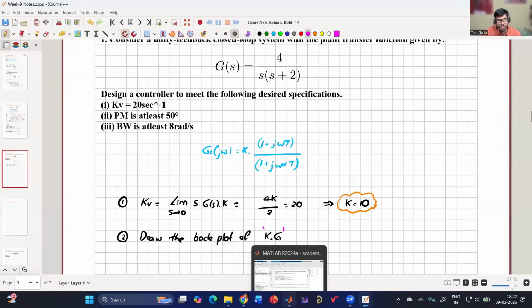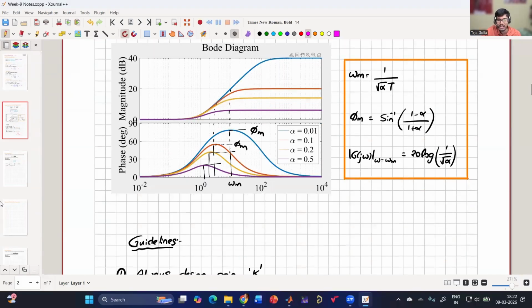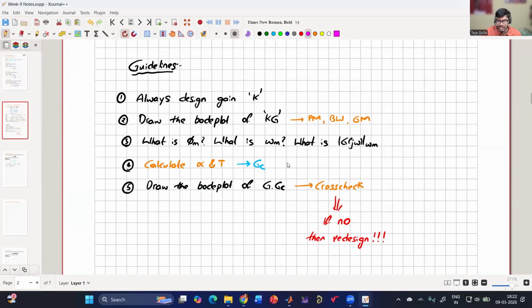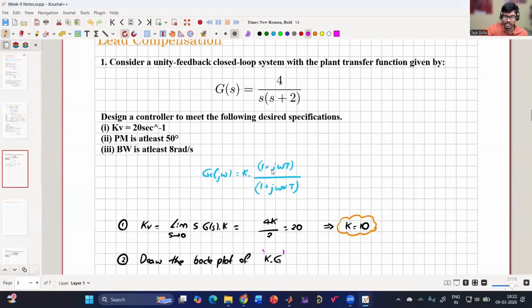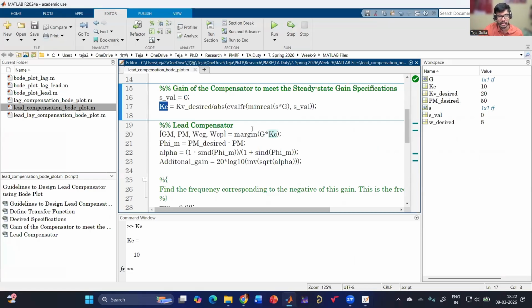Now draw the Bode plot of K into G so that I will see how much is the phase margin of my system K into G without any compensation, only gain compensation. How much additional phase is needed, at what frequency it is needed, so that based on that I can choose my phi m and my omega m, and then design the compensator. Once I design the compensator, I'll cross check whether it is matching or not, or I'll redesign. So it is an iterative process, just like how sir has mentioned. The understanding of the code as well as the concept is very, very critical.